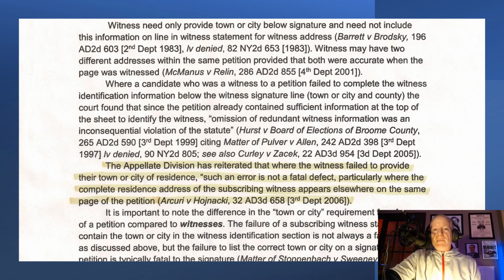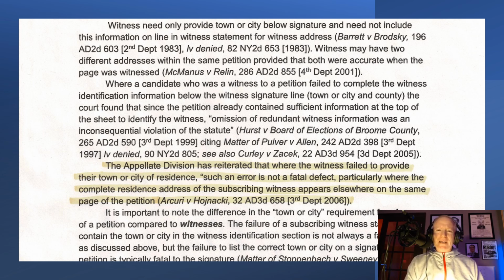Okay, well, I did the same thing as before. I blew up the election law this time, so you could read it better. The Appellate Division has reiterated that where the witness failed to provide their town or city of residence, such an error is not a fatal defect. And I'm blowing it up not only so you could see it, but that you could digest it and understand it. Because this is Putnam County, and in Putnam County, what they'll say is, well, no, he's a good man. Why are you attacking him? Why are you saying bad things?